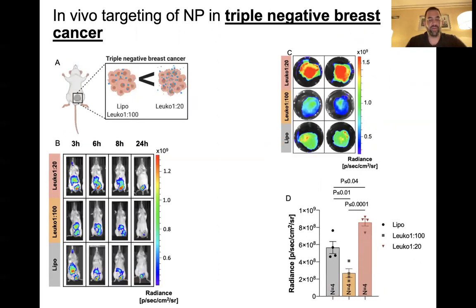The second model that we have used is triple-negative breast cancer. And the same effect was noticed also here. The 1 to 20 group targets the tumor vasculature better than the other groups as well.